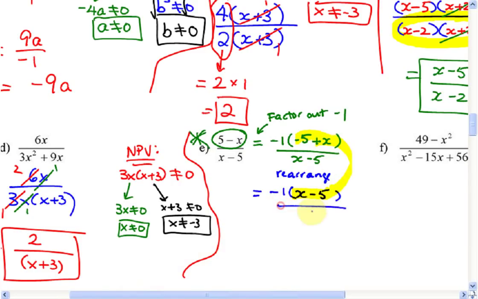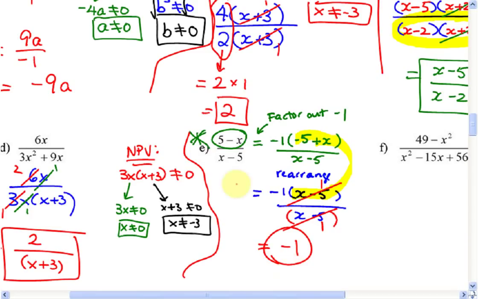Why do you think I did that? Yeah, so you can simplify now. Look, now you have an x minus 5 on the top. Now you have an x minus 5 on the bottom. They simplify to a 1 and 1. So what's my final answer here going to be? Negative 1. That's it.